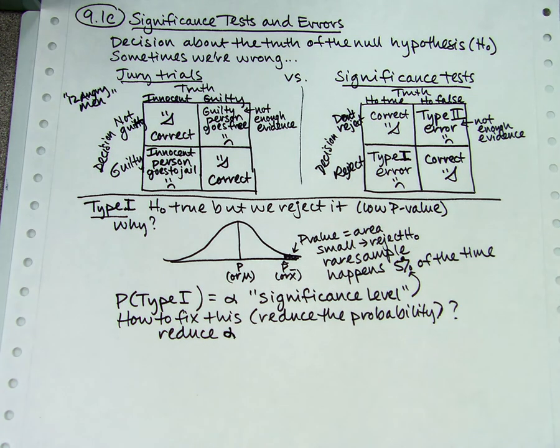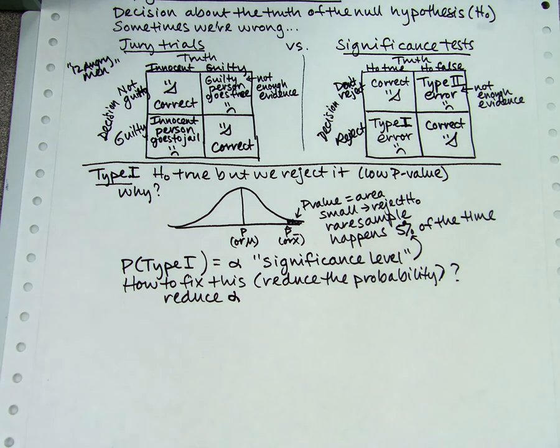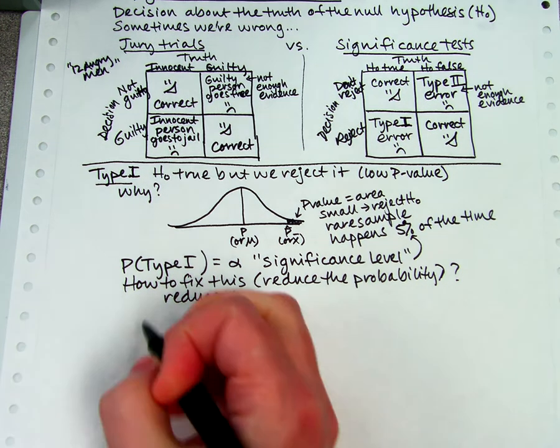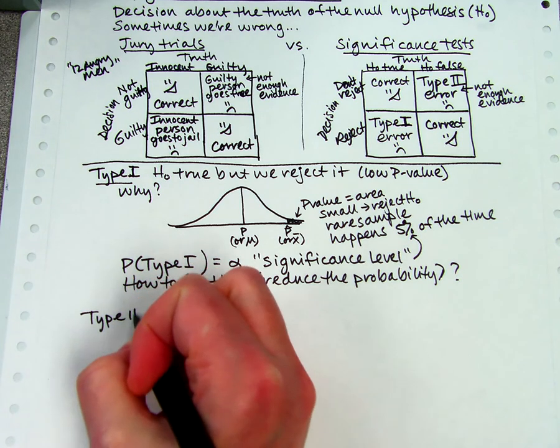So type 1 is pretty straightforward. We already have seen that 5% thing. It's the same as the 5% of confidence intervals that don't capture the true proportion. Same basic idea. Let's talk about more details on type 2, which is actually a little bit harder to deal with.